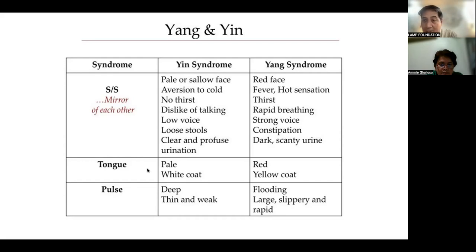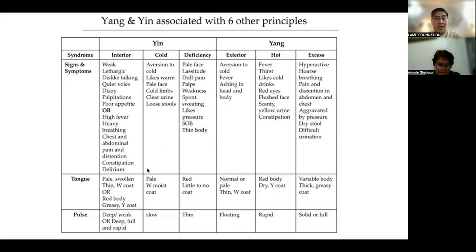Yang syndrome is the opposite: red face, fever, hot sensation, thirst, rapid breathing, strong voice, constipation, dark scanty urine. The tongue is red with a yellow coat, so it's very yang. The pulse is flooding or overwhelming, large, slippery, and rapid. Yin and yang are associated with six other principles: interior, cold, deficiency, exterior, hot, and excess.